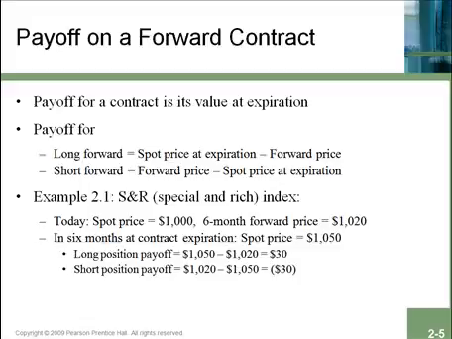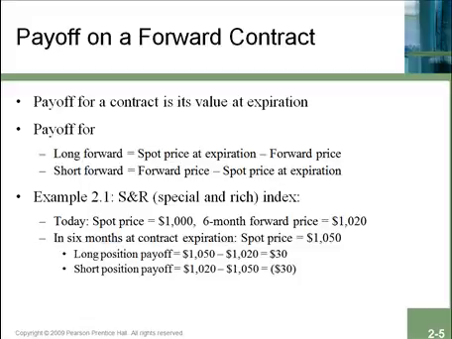Let's look at a hypothetical example. We're going to be looking at the S&R index. That's a hypothetical stock index. We're going to talk a little bit more in future chapters about real stock indices like the S&P 500, for example, and how futures contracts work on those. But for right now, let's just look at this hypothetical index. Let's suppose that today the spot price of the index is $1,000. So if you were just to buy the stocks in the index in proportion of what they were worth, then today it would cost you $1,000. Let's also suppose that the price for a 6-month forward contract is $1,020.